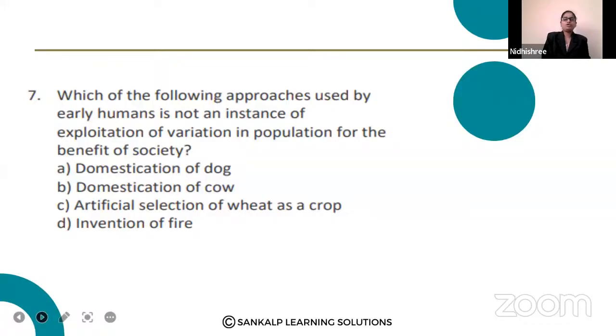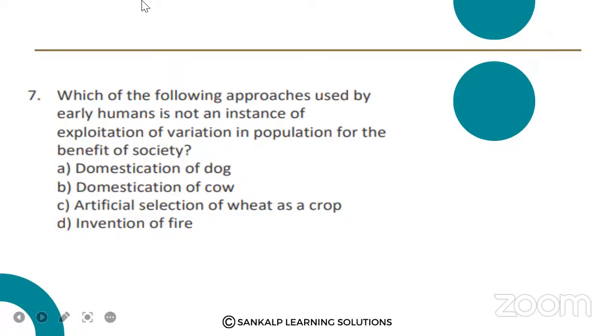Seventh question. Which of the following approaches used by early humans is not an instance of exploitation of variation in population for the benefit of society? Option A, domestication of dog. Option B, domestication of cow. Option C, artificial selection of wheat as a crop. Option D, invention of fire. Option D, ma'am, invention of fire.